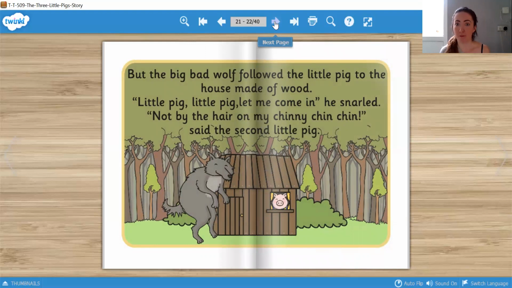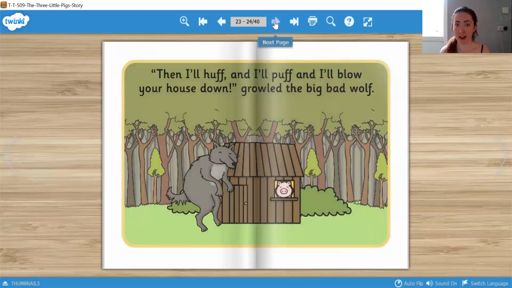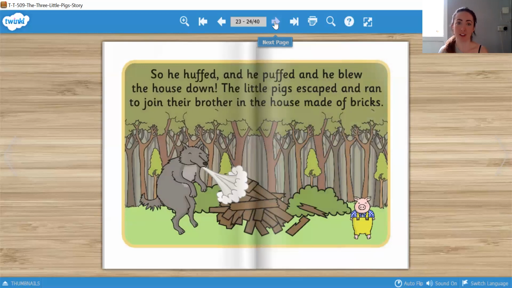But the big bad wolf followed the little pig to the house made of wood. Little pig, let me come in, he snarled. Not by the hair on my chinny chin chin, said the second little pig. Then I'll huff and I'll puff and I'll blow your house down, growled the big bad wolf. So he huffed and he puffed and he blew the house down. The little pigs escaped and ran to join their brother in the house made of bricks.